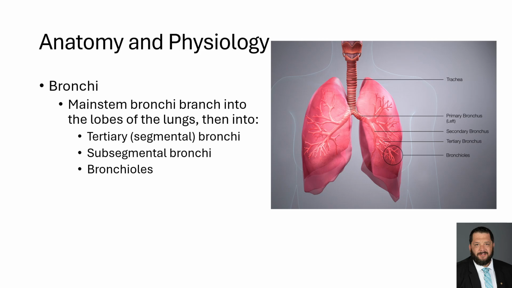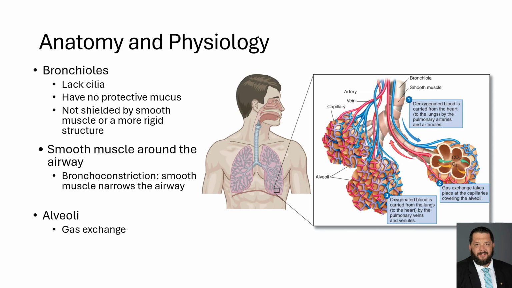It divides then further from the left and right mainstem bronchi into the bronchioles, and then from the bronchioles, it moves into the alveolar tissue, which is the parenchymal portion of the lungs, or the functional tissue of the lungs. Some notes about the bronchioles: unlike the trachea, they don't have cilia.